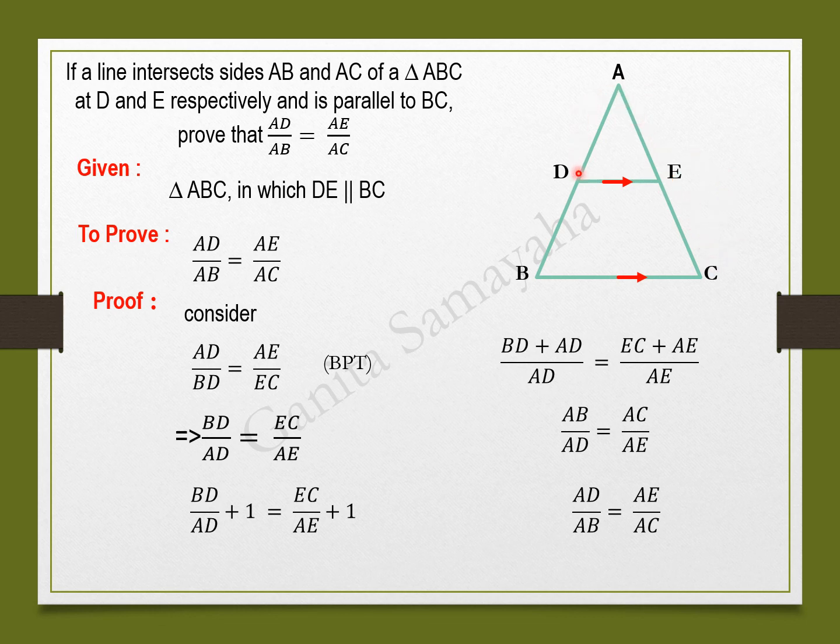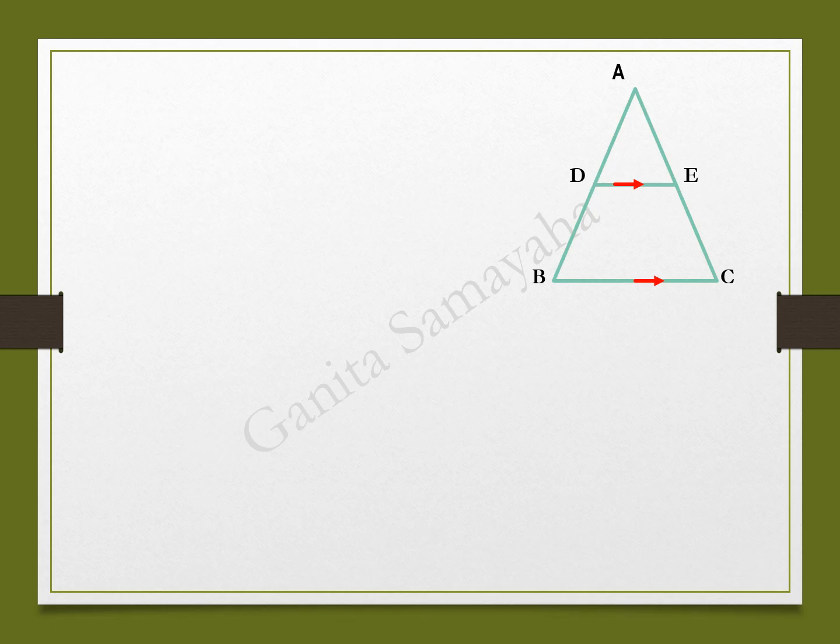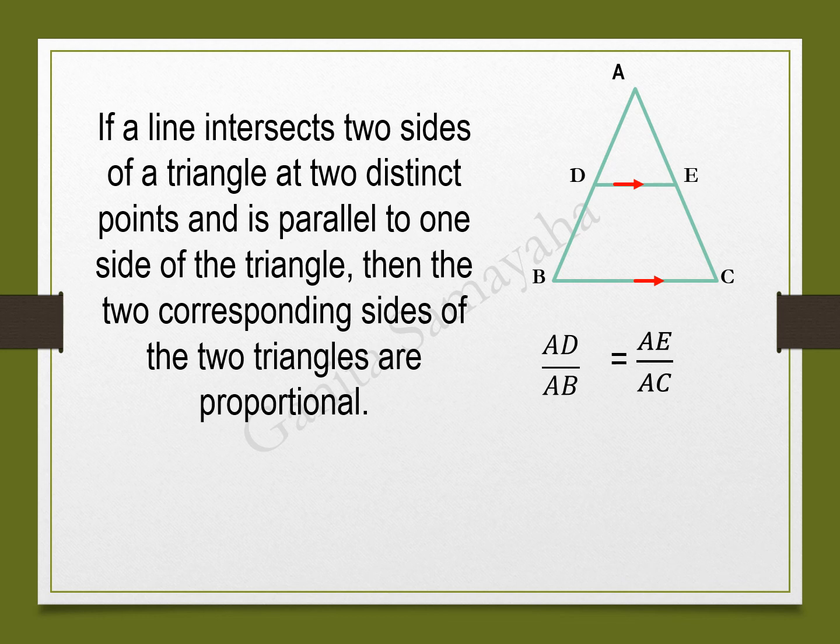So with BPT it is top by bottom equal to top by bottom. Extension of BPT, which we call corollary, means top by whole is equal to top by whole, or bottom by whole is equal to bottom by whole. Okay, children. So this is another important conclusion that we come across, that AD by AB equal to AE by AC, which says that if a line intersects two sides of a triangle at two distinct points and is parallel to one side of the triangle, then the two corresponding sides of the two triangles are proportional. So this we call it as the corollary of BPT. Is it clear, children? Okay, let us proceed.